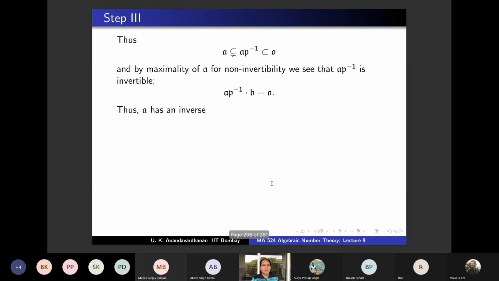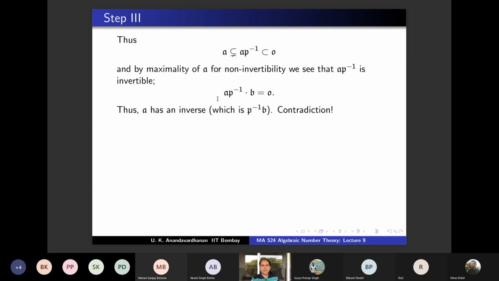But then you are done. So A has an inverse. What is the inverse of A? A has the inverse P inverse B. A times P inverse B is O. B is a fractional ideal, P inverse a fractional ideal, therefore this is a fractional ideal. So A times a fractional ideal, which is P inverse B together, so you have shown that A is invertible.